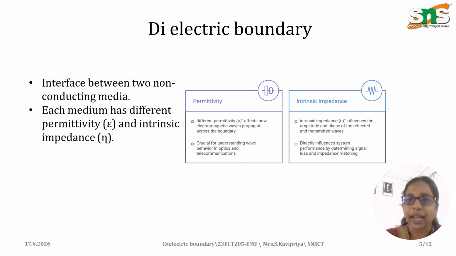And next is a dielectric boundary. It is an interface between two media. Each medium has its own permittivity and its own intrinsic impedance. Permittivity is represented as epsilon. Intrinsic impedance is represented as eta. So this permittivity and intrinsic impedance will be different for each and every medium.